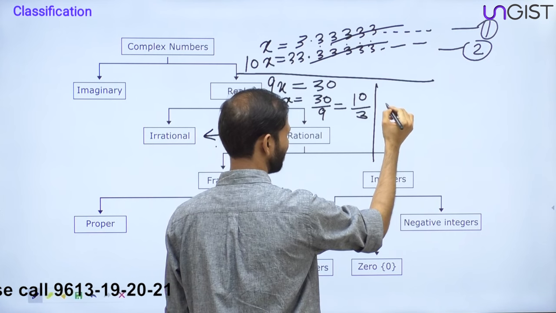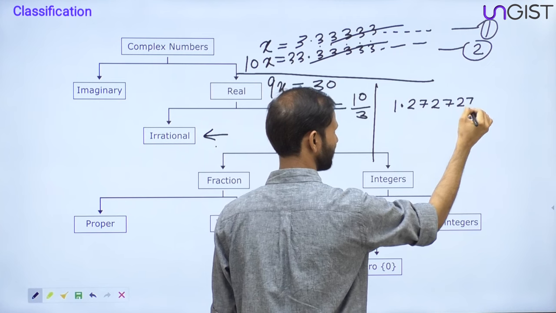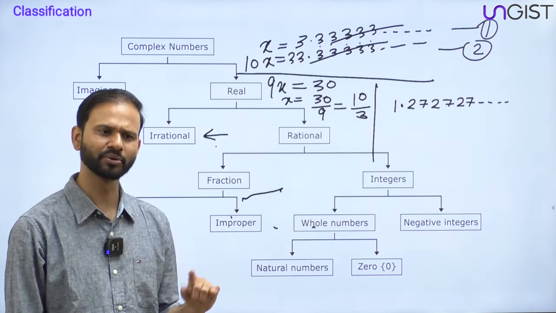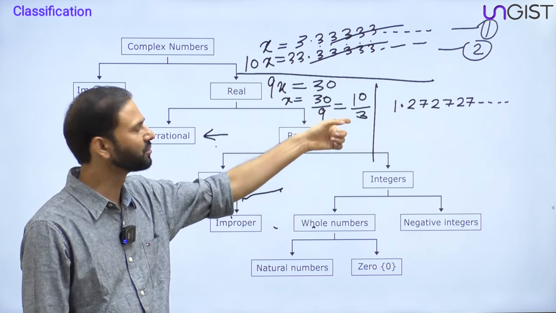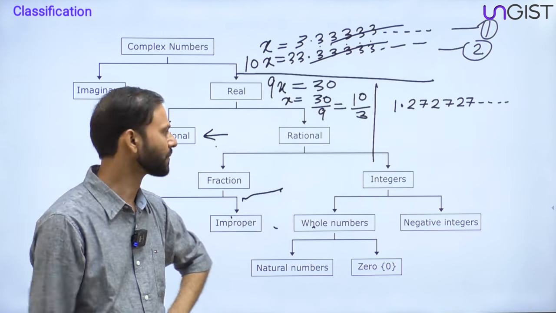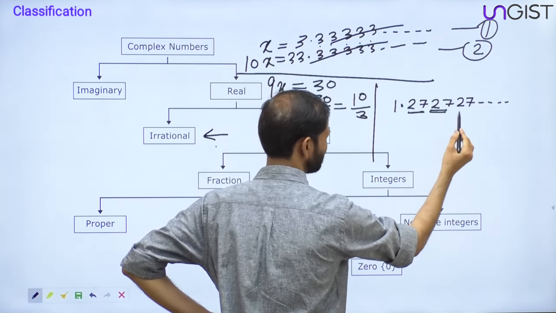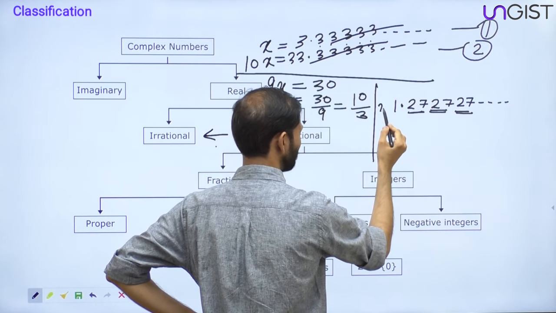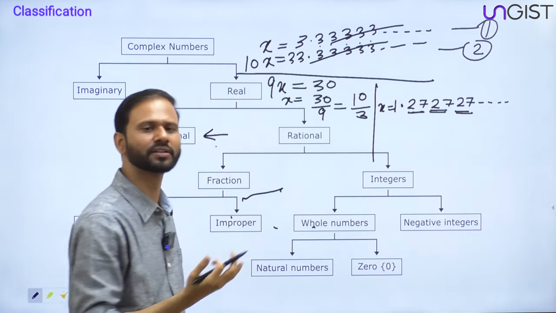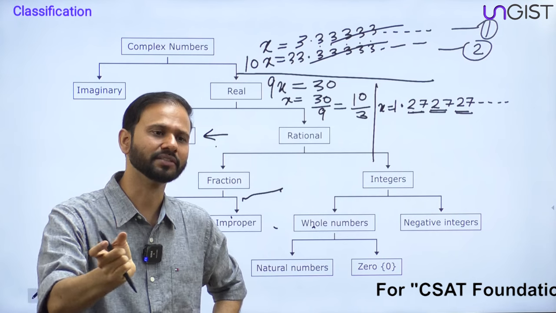Suppose that 1.27272727. I think this type of question came in UPSC also in 2020 or 2021, right? We need to convert this number into its equivalent fraction. Correct? So here, after decimal, we have two digits repeated, right? So just assume this as x, fine. This time we have to multiply by what? 100. Because after decimal, we are getting two digits repeated, fine.